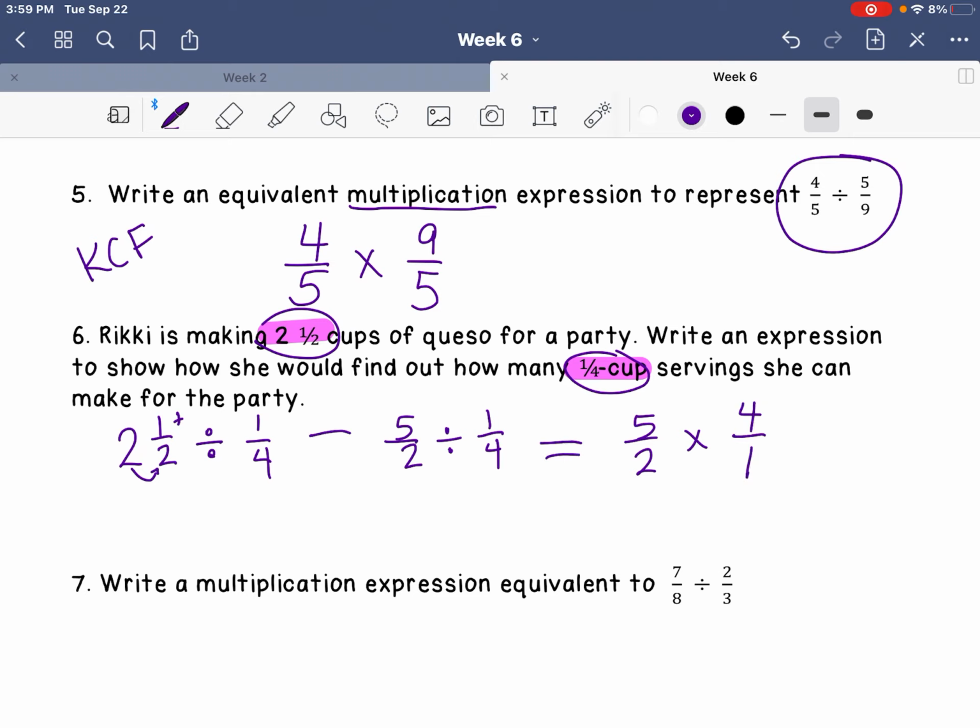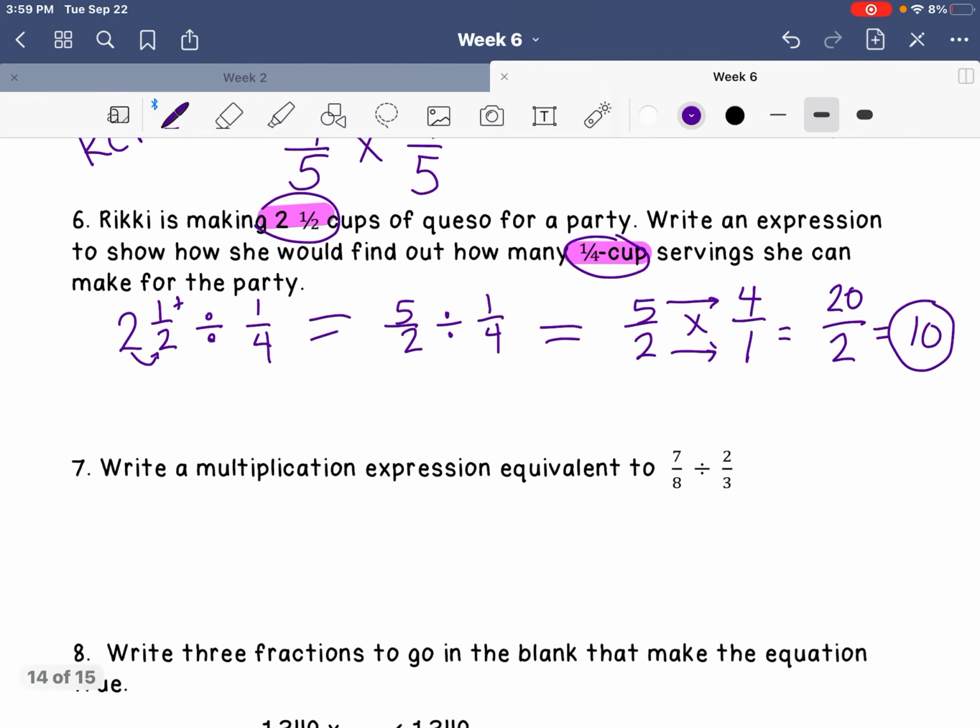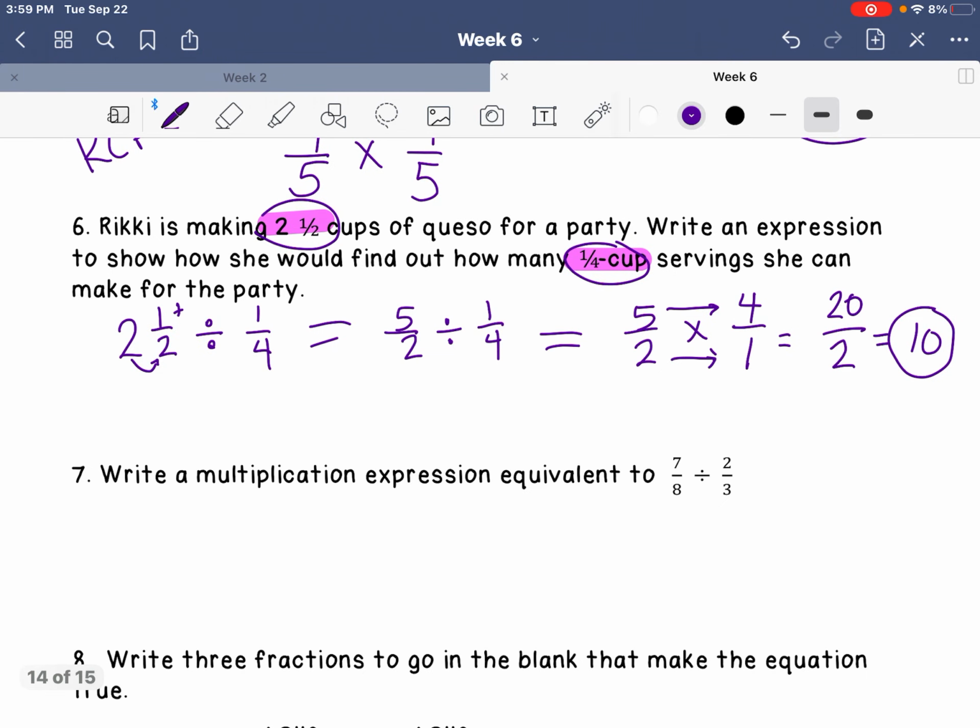All of these expressions are equivalent and would tell us how many servings she can make for the party. Now, if we go ahead and solve it, we'd have to use that last one. And we'd multiply tops times tops and bottoms times bottoms. And we get 5 times 4 is 20. 2 times 1 is 2. If you divide that out, she can make 10 servings. It doesn't ask you for that, but I went ahead and solved it anyway.